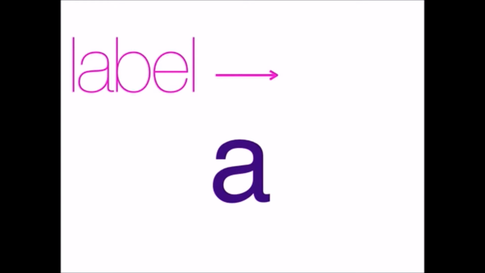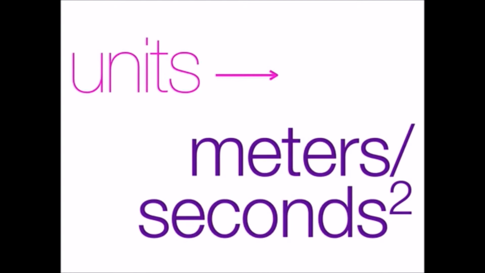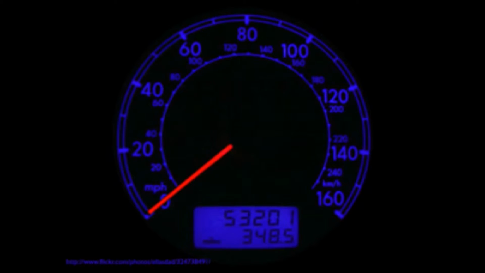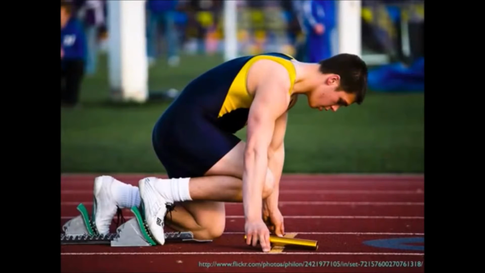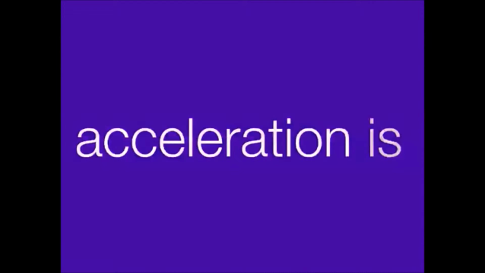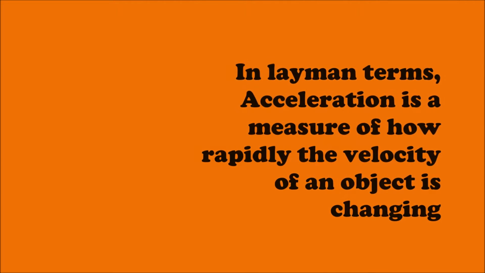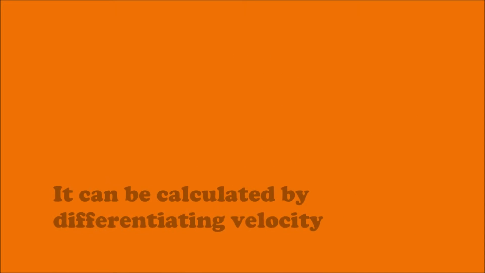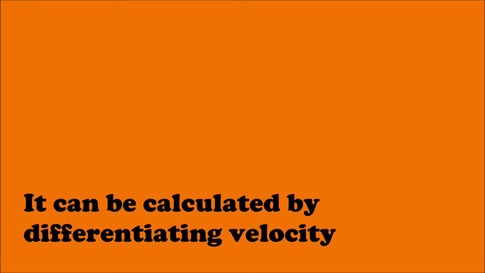Acceleration in a physics equation is labeled a and has units, meters per second squared. And all acceleration is the change in velocity per time. It's speeding up and it's slowing down. It's a Ferrari's selling point, 0 to 60 in 3.3 seconds. It's going from this to this. Acceleration is speeding up and slowing down. In layman terms, acceleration is a measure of how rapidly the velocity of an object is changing. It can be calculated by differentiating velocity.